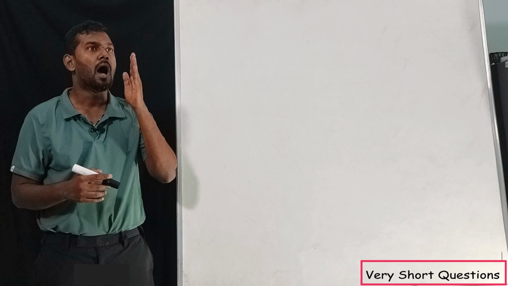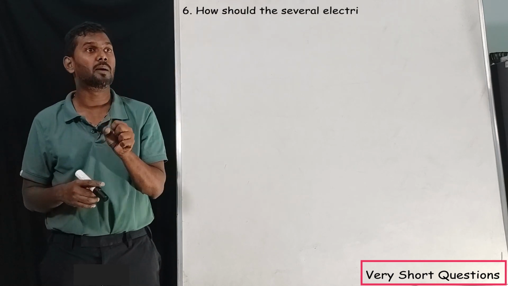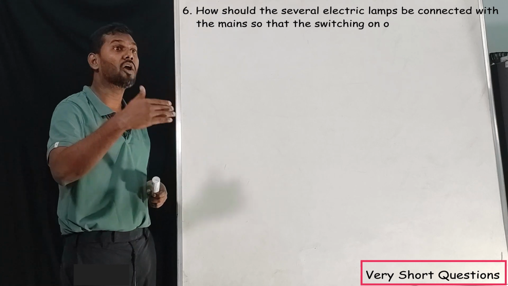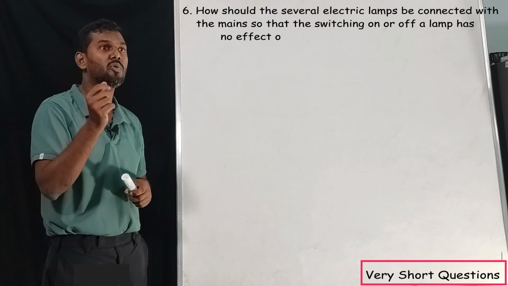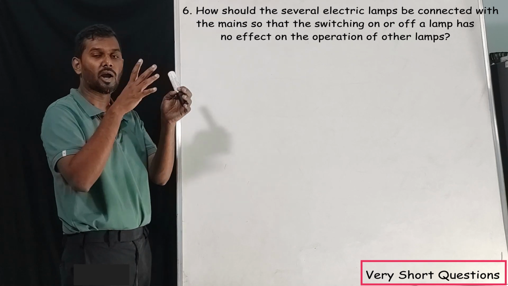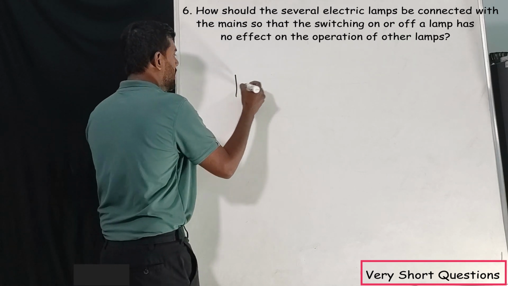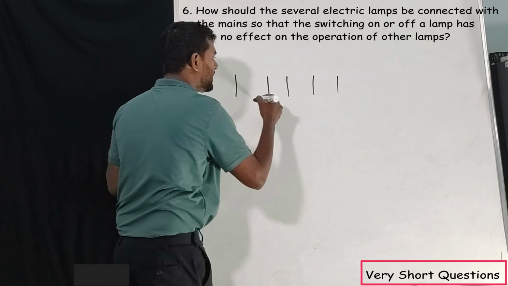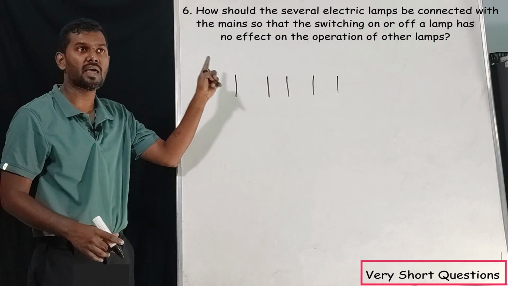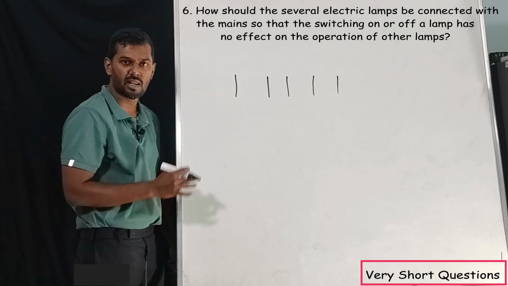Our next question, how should the several electric lamps be connected with the main so that switching on or off a lamp has no effect on the operations of other lamps? First you need to understand the question. Assume these lines are nothing but different lamps. Several electric lamps, assume these are the several electric lamps.